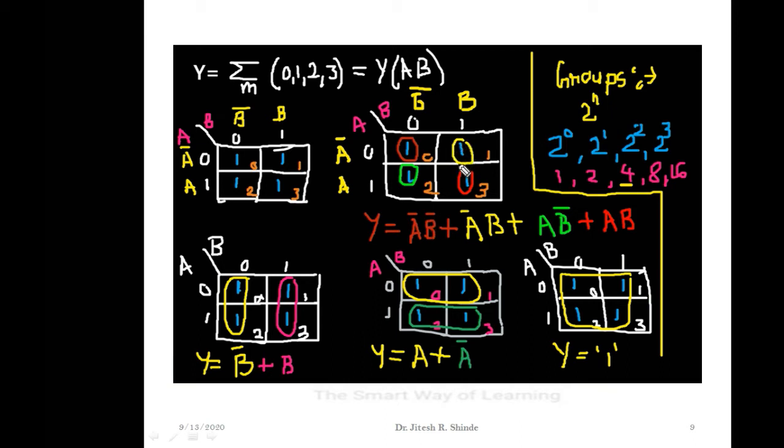Corresponding to this row, what is coming here? A bar, corresponding to the column B. So A bar B is coming here. Corresponding to this one written in green and circled by this green circle, we will be getting A B bar written here. Now consider this circle, column box number 3. Corresponding to box number 3, we are getting the term A B.